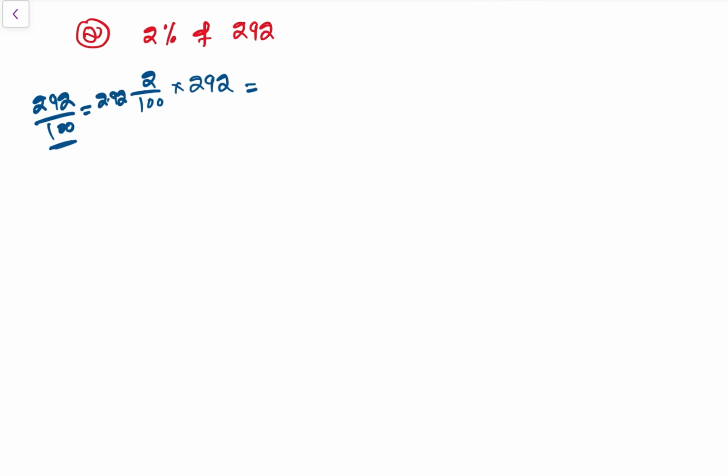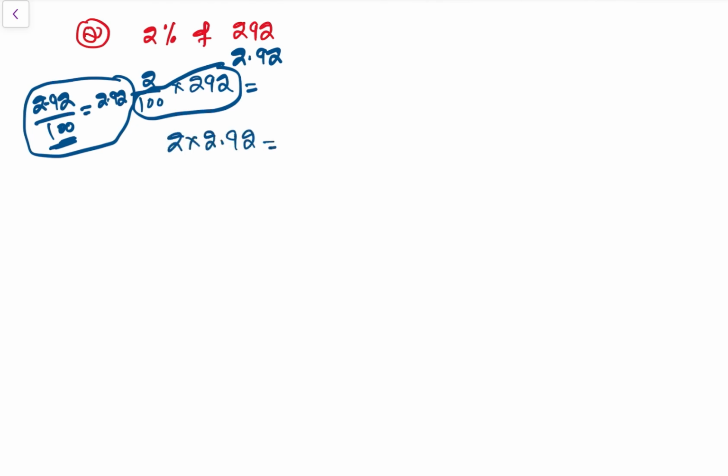सो लेट्स टेक 2% ऑफ 292. ठीक है, 2% ऑफ 292. सो वन वे ऑफ डूइंग इट इज 2 by 100 इंटू 292. ठीक है, सो 292 डिवाइडेड by 100 इज, दिस इज 2.92. ठीक है, जब डिवाइड बाई 100 करता है, सो जितने भी जीरोस नीचे होता है तो उधर पॉइंट लगाना होता है. सो दिस इज 2.92. सो 2 इंटू 2.92 हो जाएगा. ठीक है, इफ वी डू इट दैट वुड बी 5.84 is the multiplication. So 2% of 292 is 5.84.